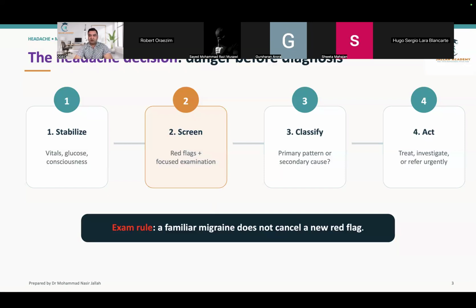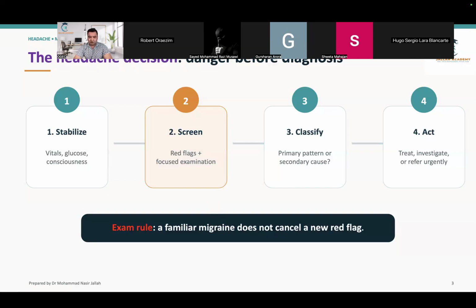If it is primary, you know what to do: start the treatment. And if it is secondary, then obviously you have to escalate. You have to do imaging, you have to do investigation. In most cases, you don't even have time for that. You just have to run into the operating room.